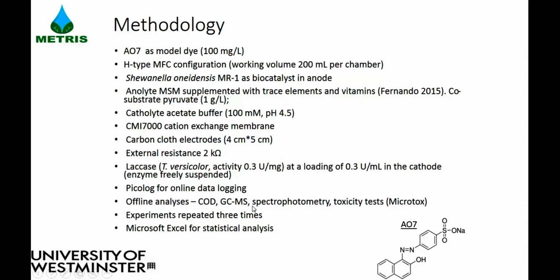And I did various offline analyses: COD, GC-MS to determine the nature of the degradation products, and spectrophotometry to determine color removal. This being a pure dye, acid orange 7 has a maximum absorbance around 484 nanometers, so you can use that as a measure of color removal. We also did toxicity tests on the degradation products. This test uses Vibrio fischeri bacteria. These bacteria are bioluminescent in nature, so if they are grown in the presence of something toxic, you expect to see a reduction in the levels of luminescence. We repeated the experiment 3 times, and then we did some statistical analysis.